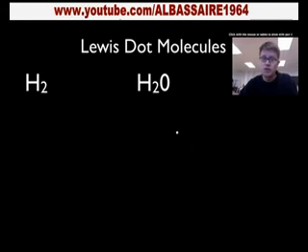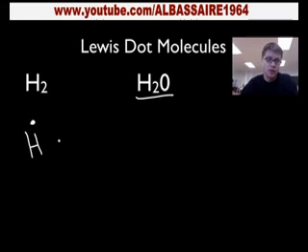Okay, let's do the next one, H2O. It's going to get a little harder. Let's draw them out. So we've got one hydrogen, it's got one valence electron. We've got another hydrogen with another valence electron. And then we've got an oxygen. Fill that in. It's going to look like that.